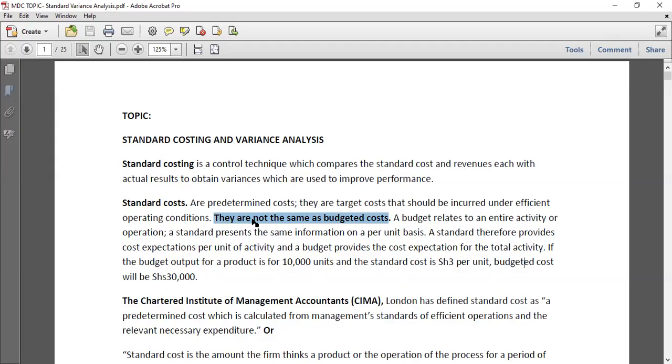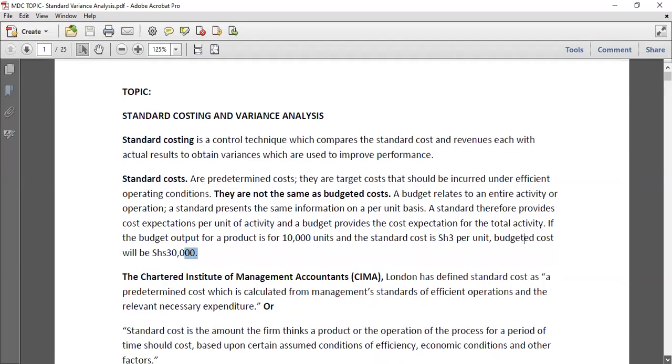Here is an example. Let's say the budgeted output for a product is 10,000 units, and the standard cost per unit is 3 shillings. Then the budgeted cost will be 30,000. As you can see, the 3 is the standard cost, and the budgeted cost takes into consideration the whole 10,000 units to give you 30,000. That is very important for you.